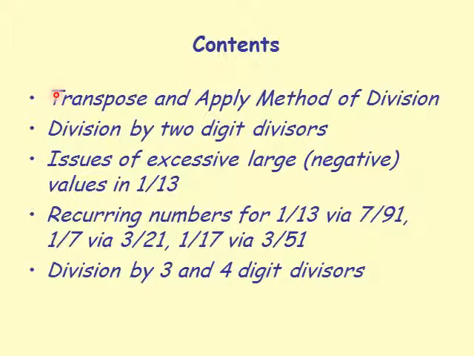Contents are: we will talk about what the transpose and apply method is. We will use that method to divide by a divisor of 2 digits. We will look into an example where there are issues with excessively large numbers, and also negative numbers, both in the quotient value positions and in the adjustments due to the transpose. We look at some of the recurring numbers we can compute using the transpose and apply method of division. We will also look into some examples where we try to use larger divisors of 3 and 4 digits.